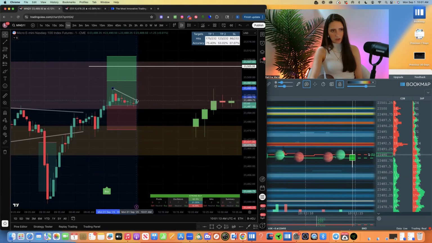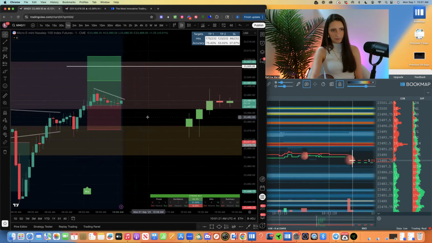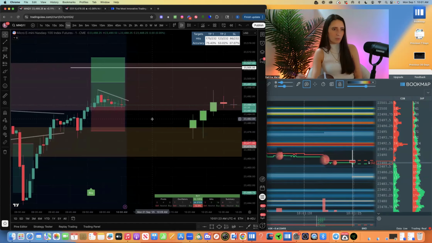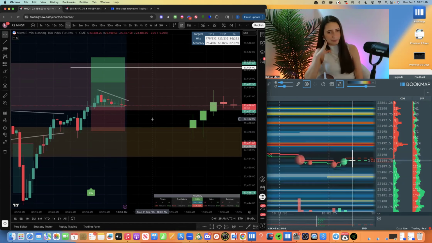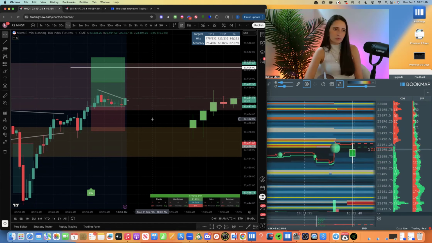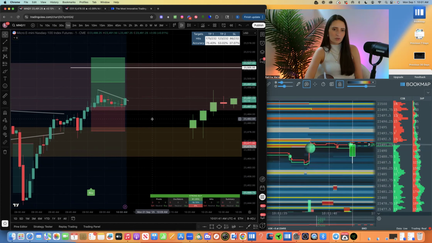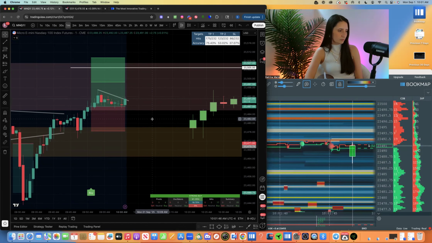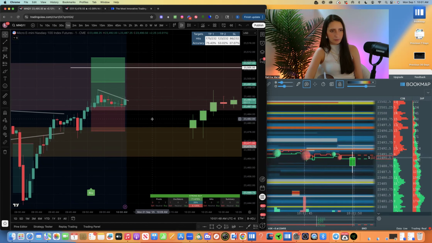I would like to see it close up right at or above that red candle here. But it's holding up that trend line pretty good. And there's our push. Saw it on Bookmap too.